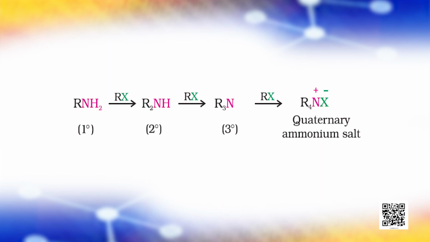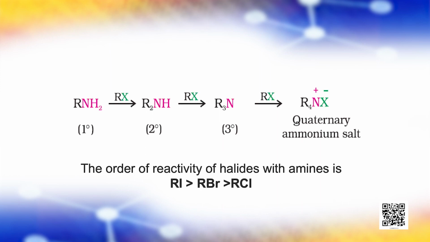Ammonolysis has the disadvantage of yielding a mixture of primary, secondary and tertiary amines, and also a quaternary ammonium salt. However, primary amine is obtained as a major product by taking a large excess of ammonia. The order of reactivity of halides with amines is RI greater than RBr greater than RCl.